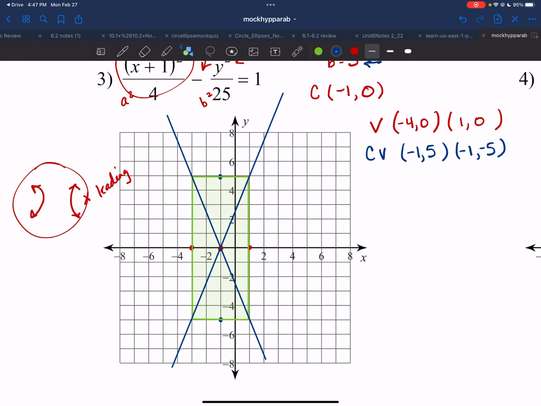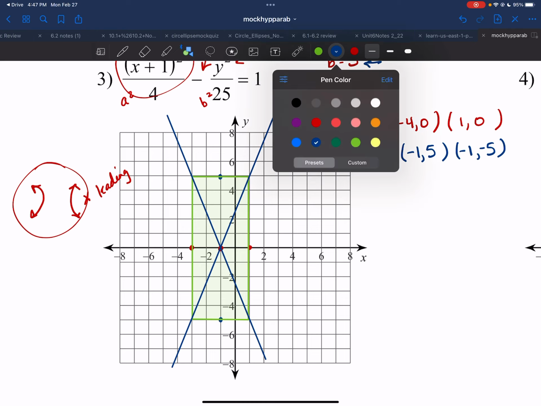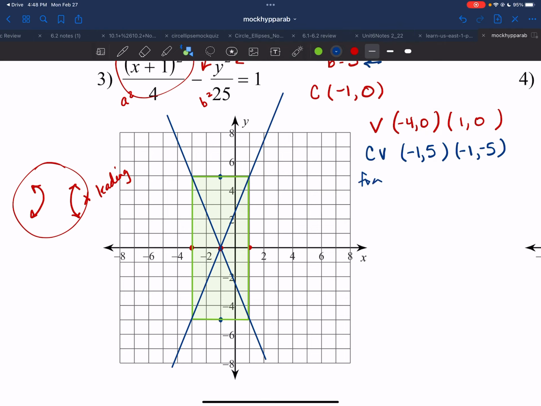All right. And to determine the foci, I have a squared plus b squared equals c squared. So 4 plus 25 equals 29. So c is equal to the square root of 29. Let me go ahead and do the math on that. Square root of 29 is going to be about 5.3.